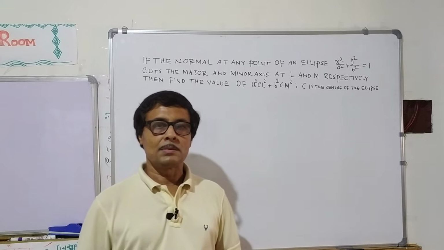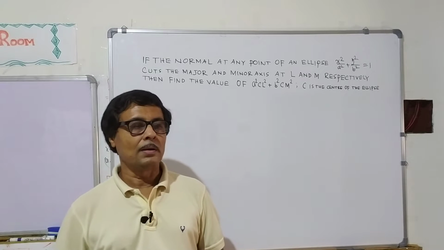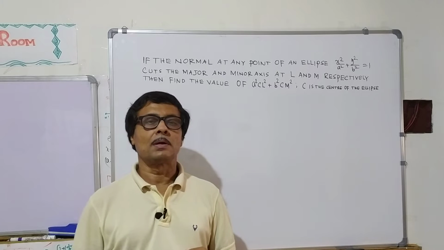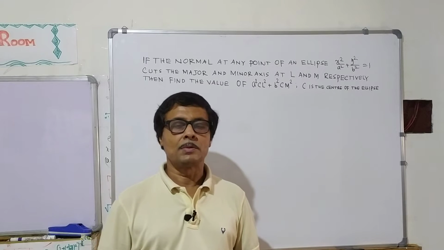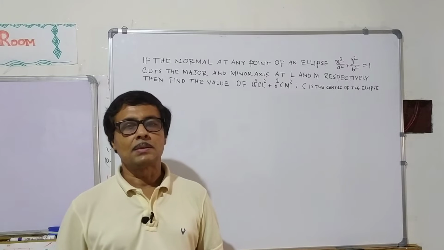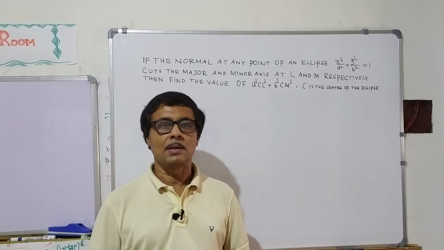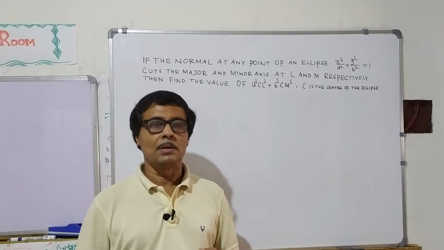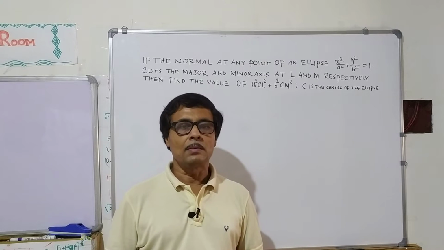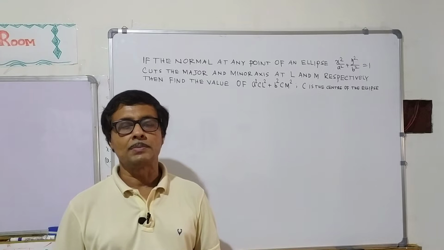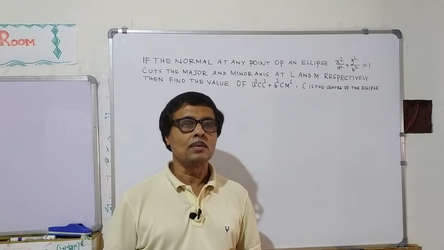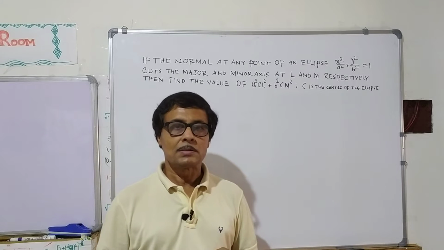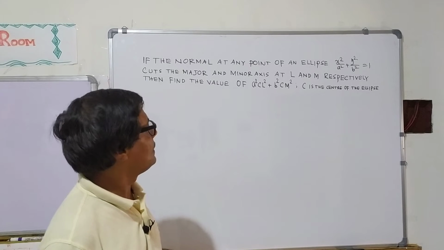The problem is: if the normal at any point of an ellipse whose equation is x square over a square plus y square over b square equal to 1 cuts the major axis and minor axis at L and M respectively, and C is the center of the ellipse, then we have to find the value of a square CL square plus b square CM square. Now let us start the solution.